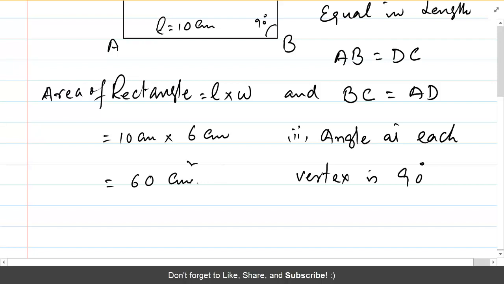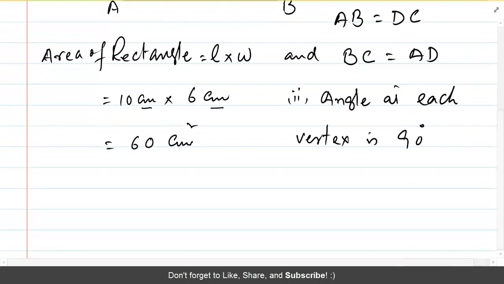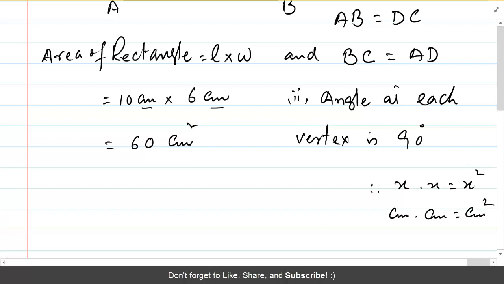Remember that the unit for the area of a rectangle is always squared units. It means that if this is centimeter, this is centimeter, then the area would be square centimeter. As you have learned while learning exponents, x times x is equal to x squared. Similarly, centimeter times centimeter is equal to square centimeter.